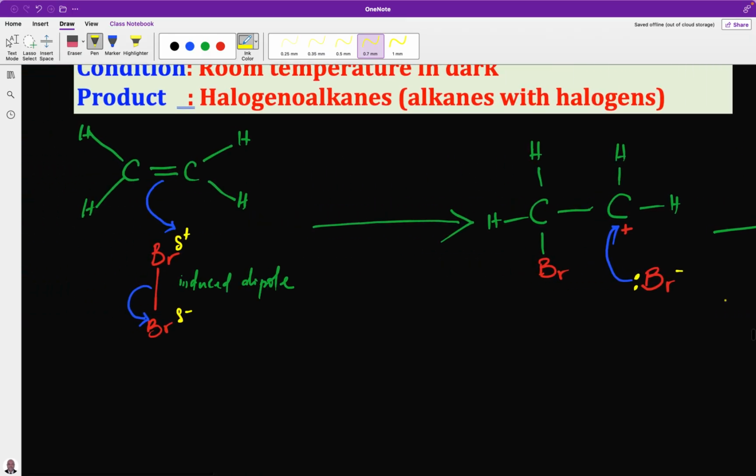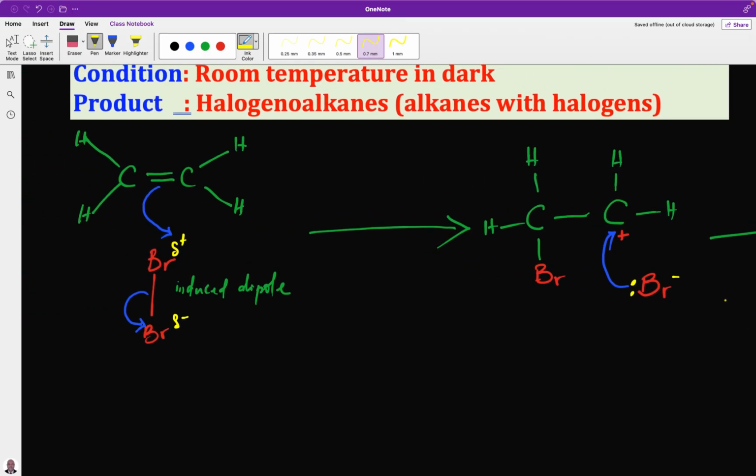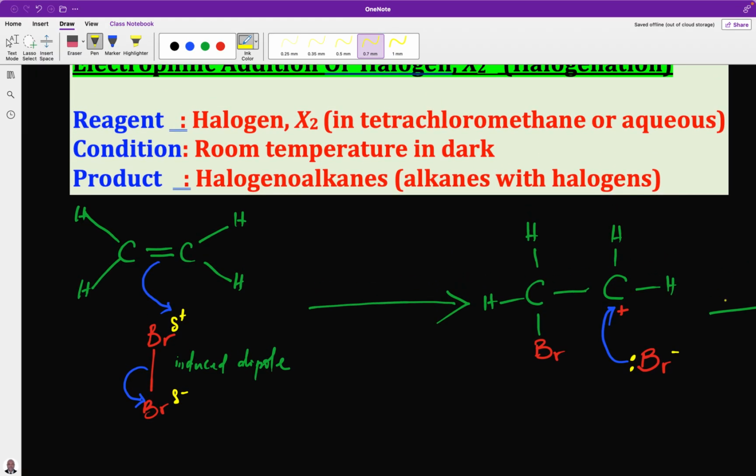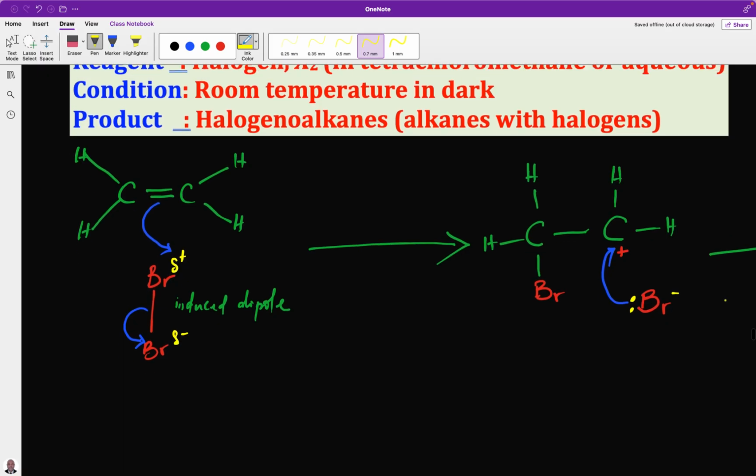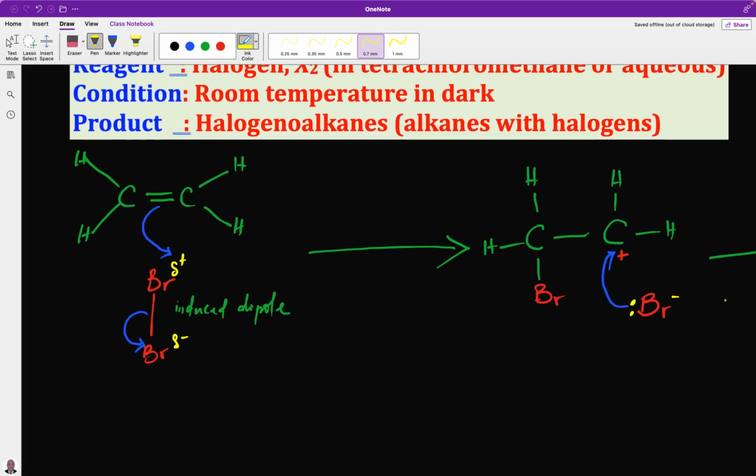Learners, let me go again. Addition of a halogen to what? To an alkene. This takes place under the condition of room temperature, in the dark. See what happens? I told you that the ethene molecule is not polar. Bromine molecule is not polar.